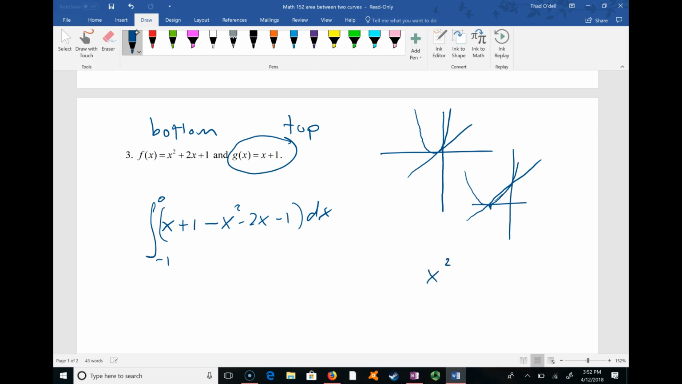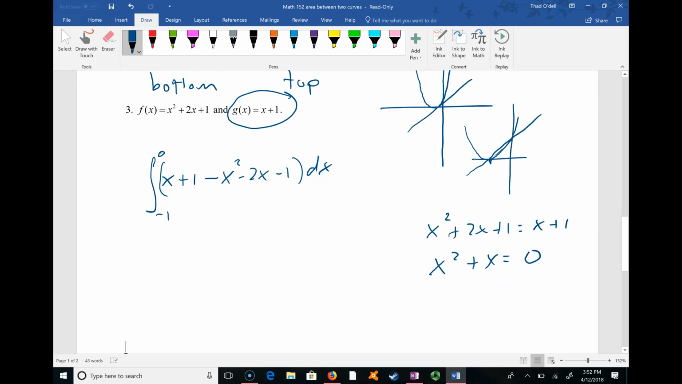x squared plus 2x plus 1 is equal to x plus 1. I start moving things around, I get x squared plus x equals 0, which means x times x plus 1 equals 0. So sure enough, my two answers are x equals 0 and x equals -1. So I'm integrating from -1 to 0.